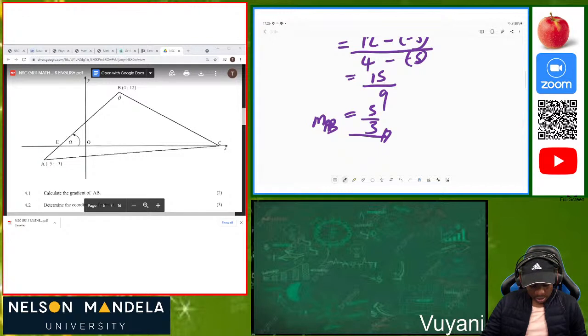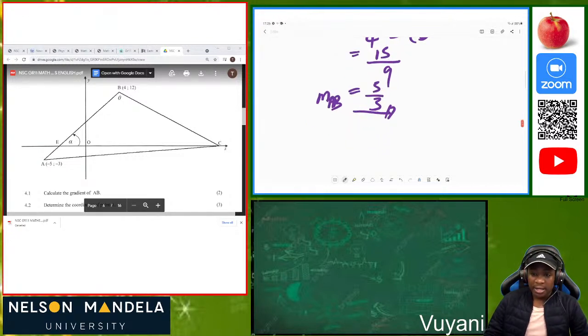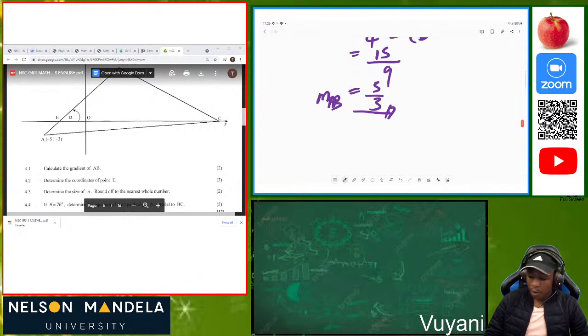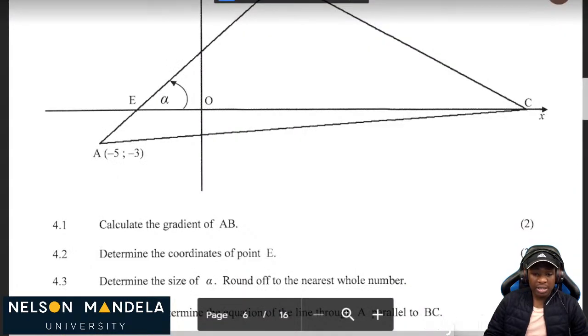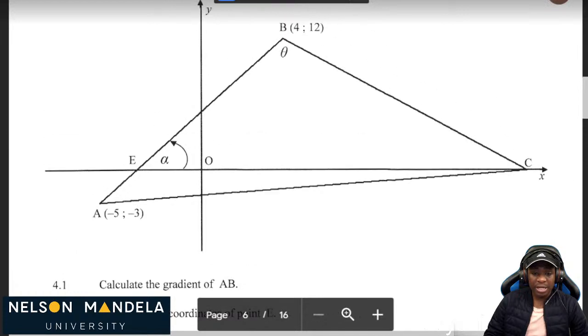Now, let's move forward. Looking at 4.2, let's read it together. Calculate the coordinates of point E. They want the coordinates of point E.